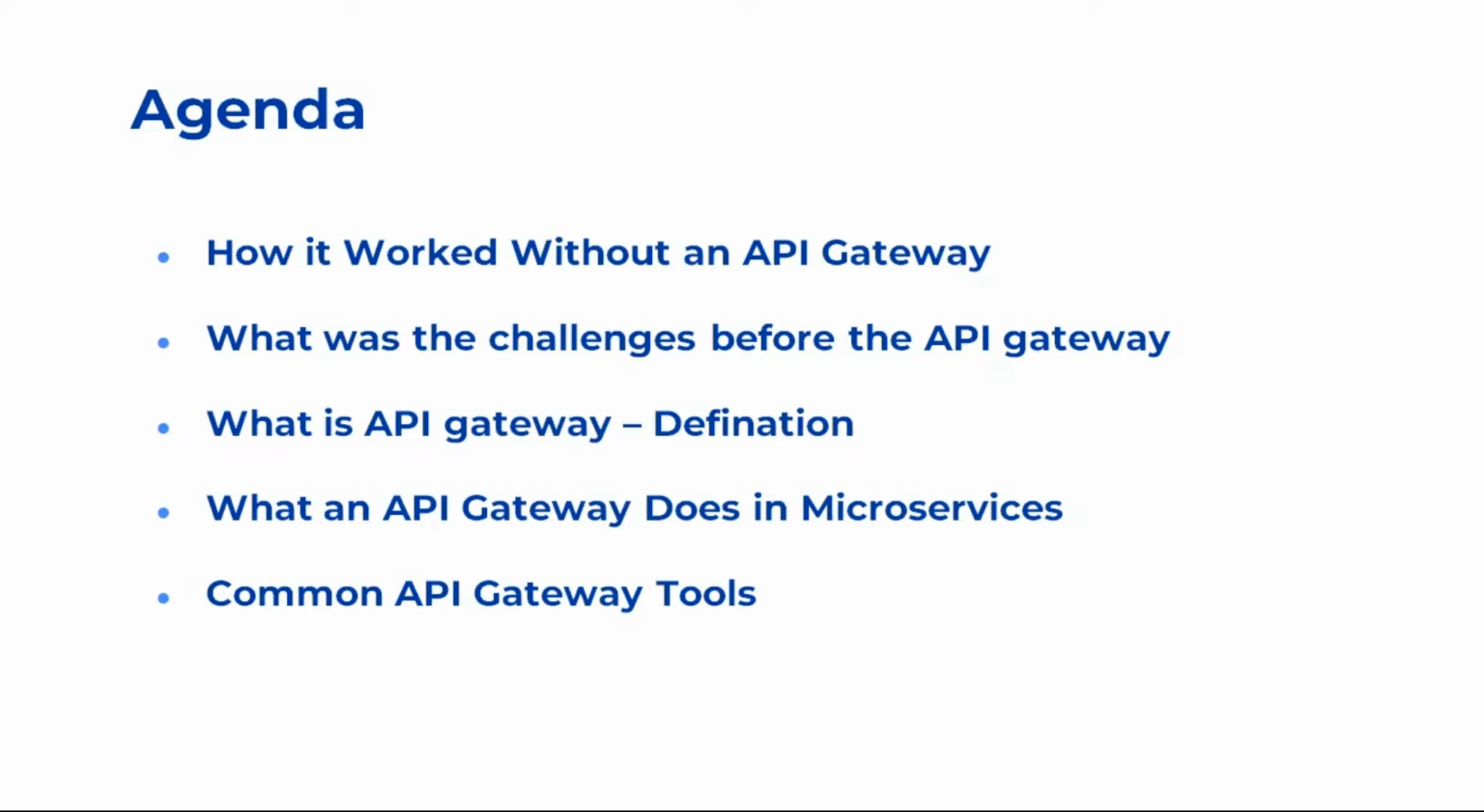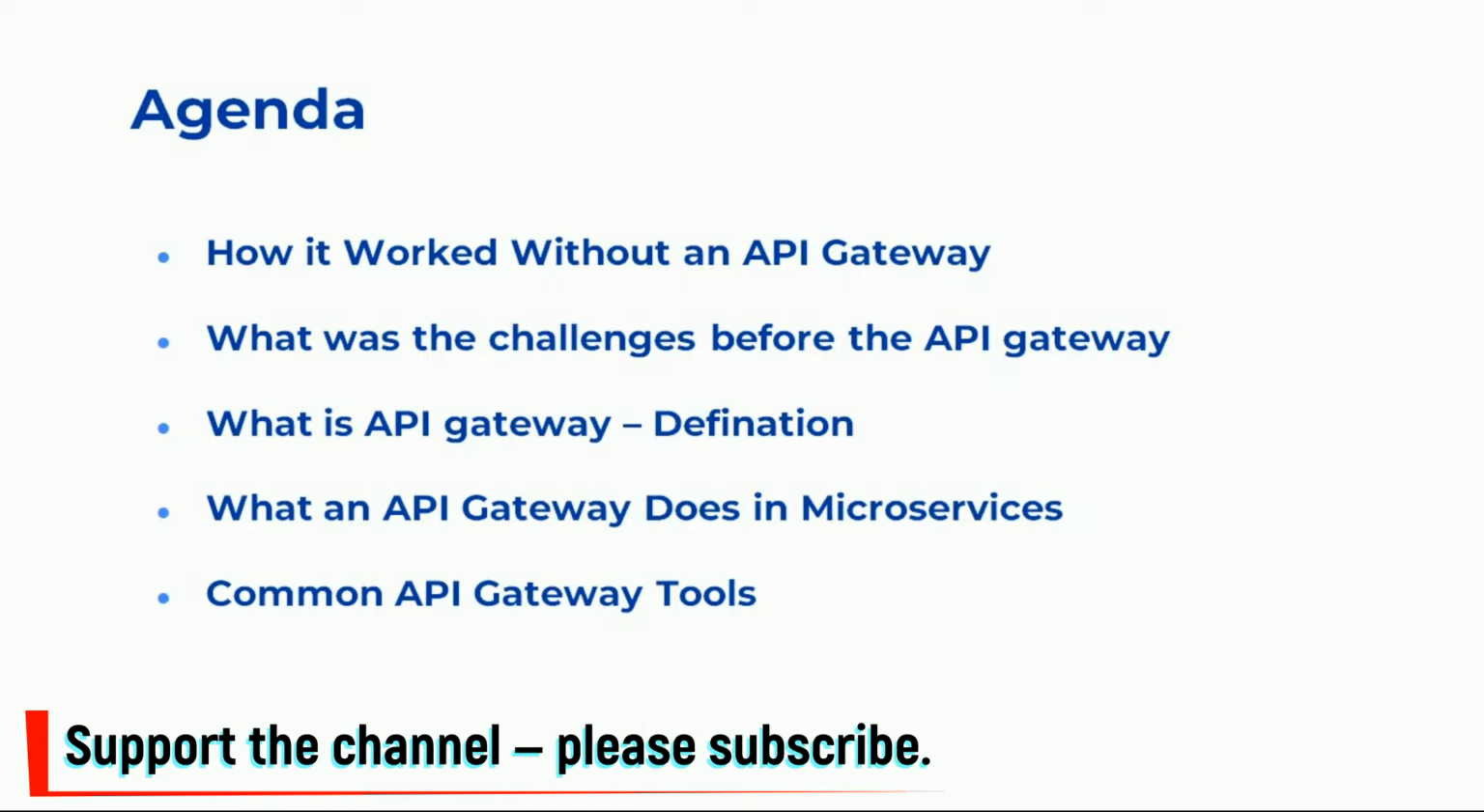We'll also explore what an API gateway actually does in a microservices architecture, things like routing, authentication, rate limiting, and more. And finally, we'll go through some of the most common tools used to implement an API gateway in real-world projects.